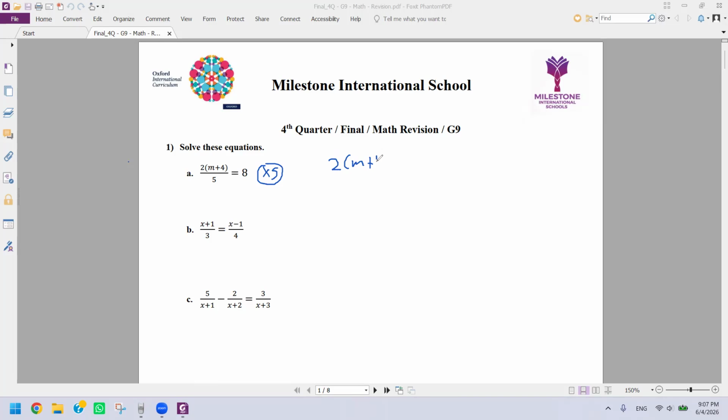2m plus 4, and this is gone because I multiplied by 5, equals 2. Also, we do it on the other side. 8 times 5 is 40.